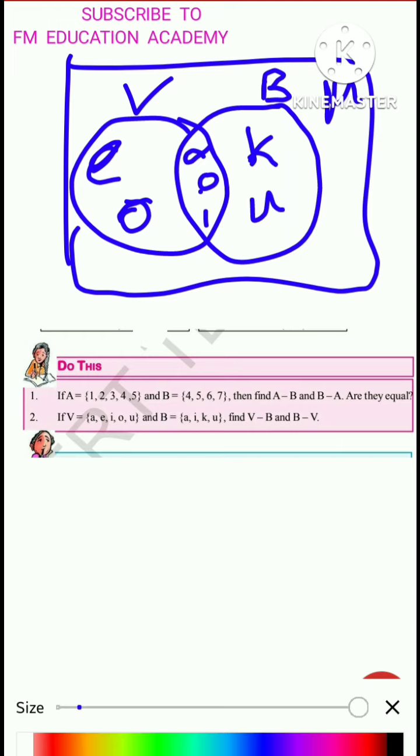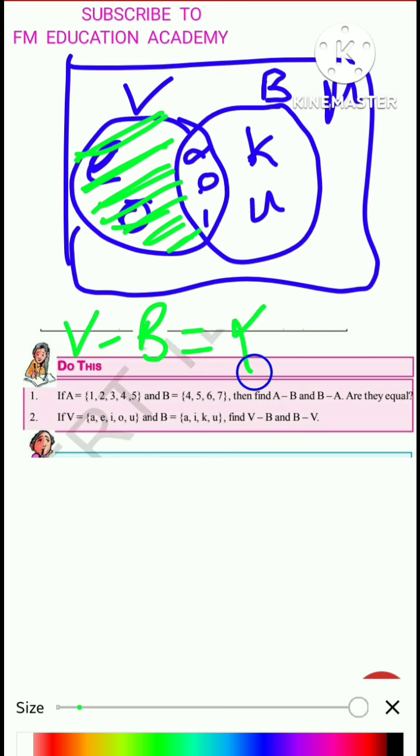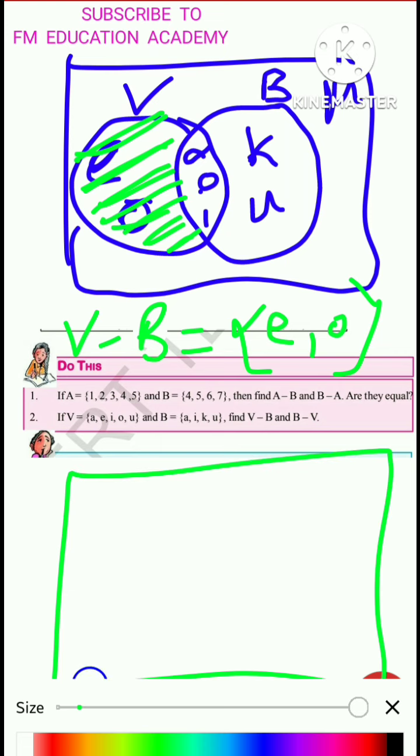So what will I shade here? Since it is V minus B, I'll shade this part, that is elements belonging only to V. So V minus B we got is what? E comma o.